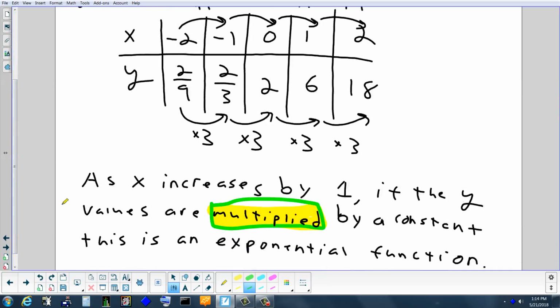Alright? The y's are going to increase by 1. Excuse me, the x's are going to increase by 1. The y's, you're going to multiply by something. If you don't multiply by the same number every time, it's not an exponential. You can't multiply by 2 and then multiply by 4. It doesn't work like that. Alright?